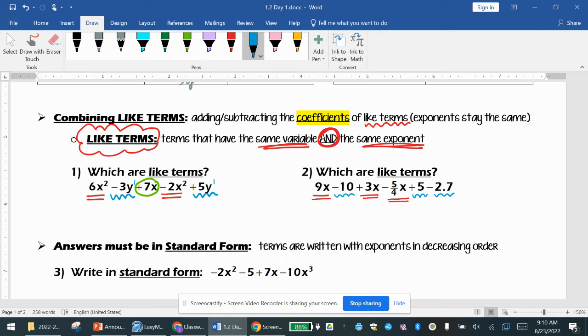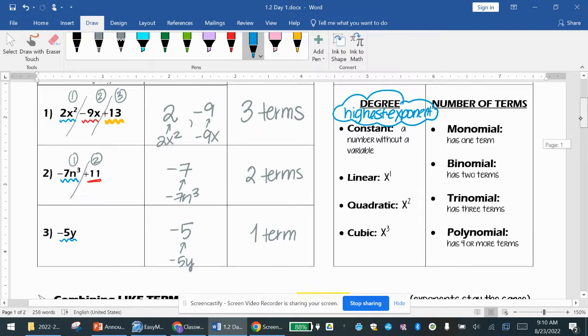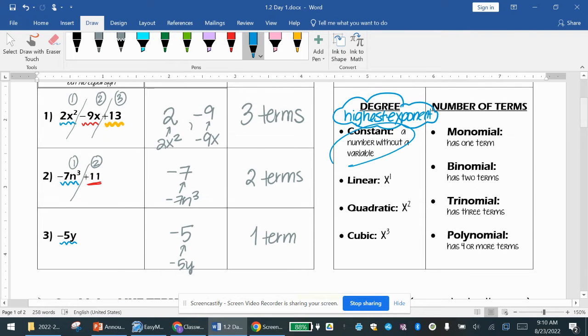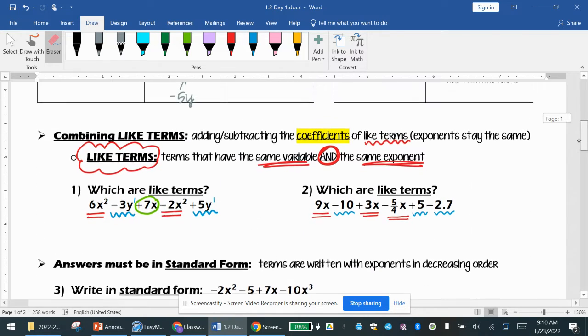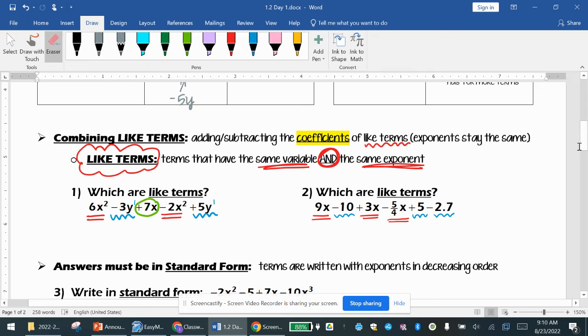Okay, so there are 3 like terms that have a variable of x, and there are 3 like terms that are called constants because they do not have a variable. So remember up here we said that if a number doesn't have a variable, it's called a constant. So the negative 10, the 5, and the negative 2.7 are constants. And they are like terms because none of them have a variable.